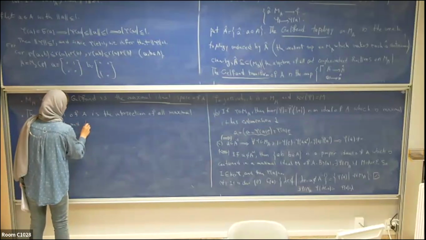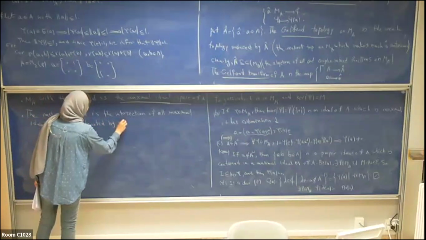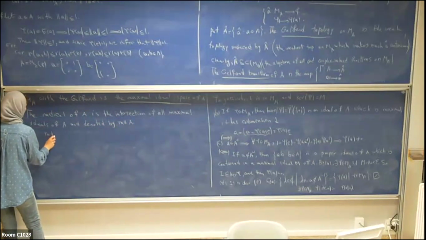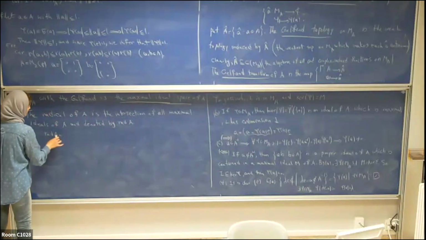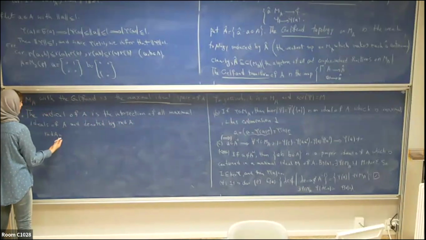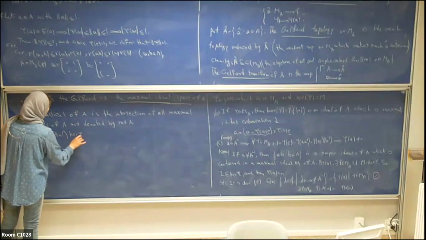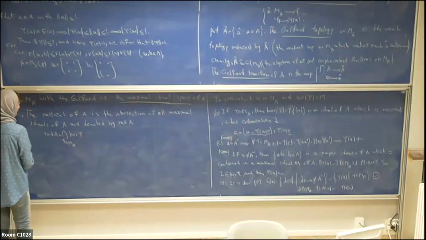Noted by radical of A. So the radical of A, according to this theorem, we can say, is the intersection of maximal ideals, or the intersection of kernels of phi, where phi is in the character space of A.